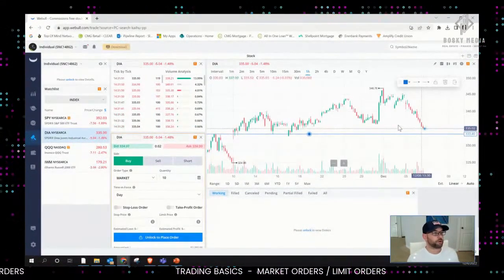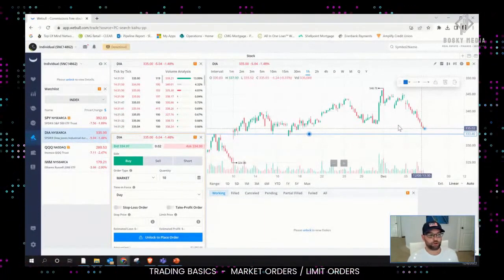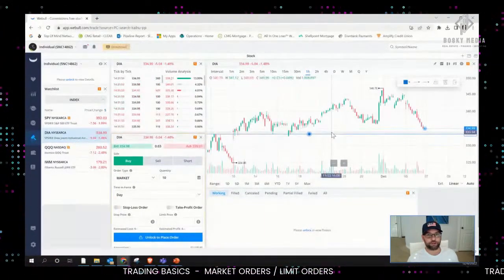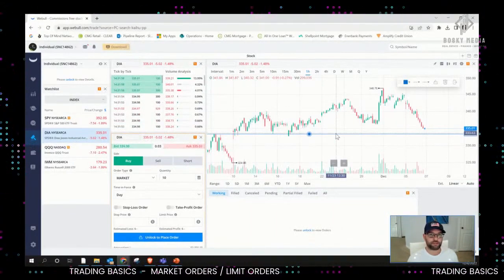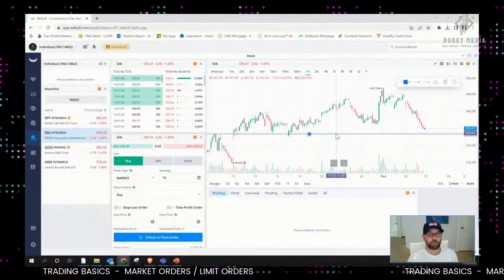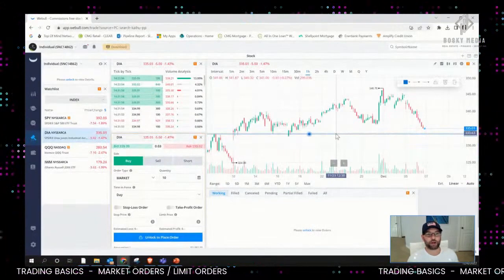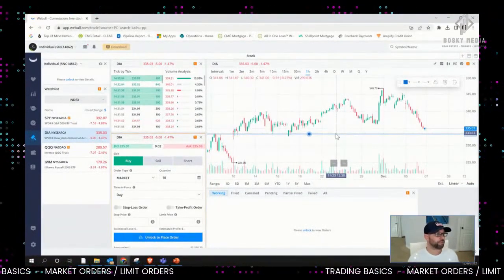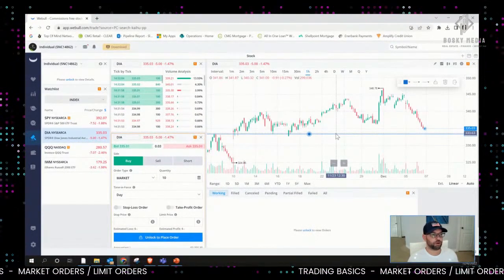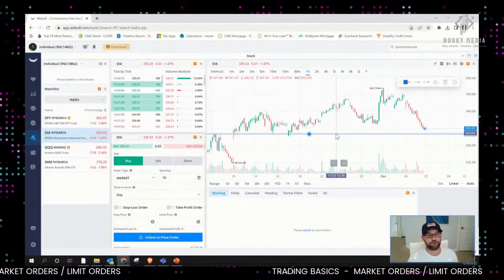On limit orders, I use limit orders most of the time when I'm entering a trade. I use them sometimes when I'm exiting a trade, but most of the time when I'm exiting, I will market order and just get out of that trade immediately. Sometimes I get limit fills when I'm exiting, but generally that's how I use it.